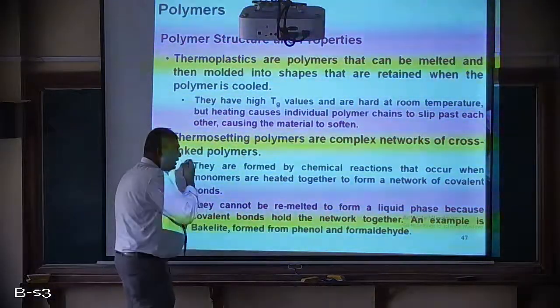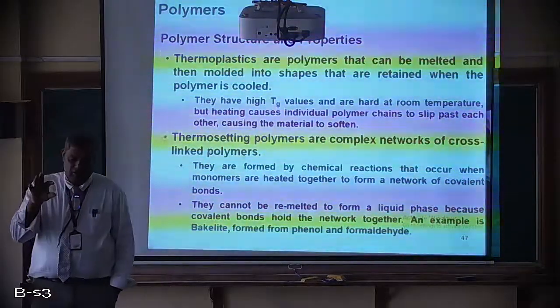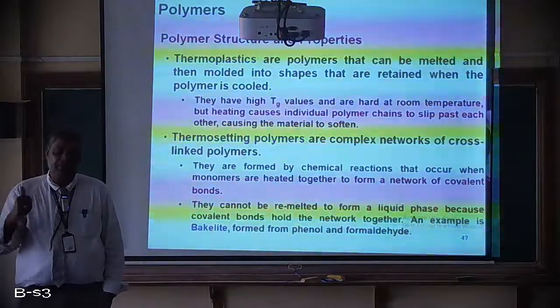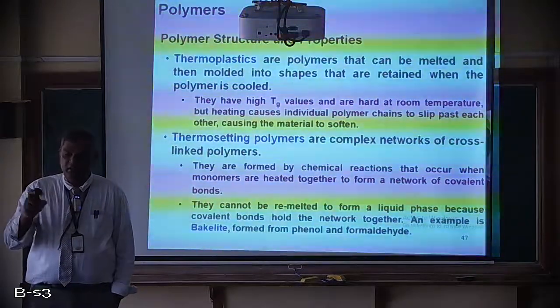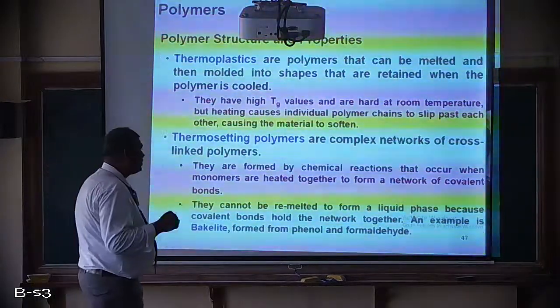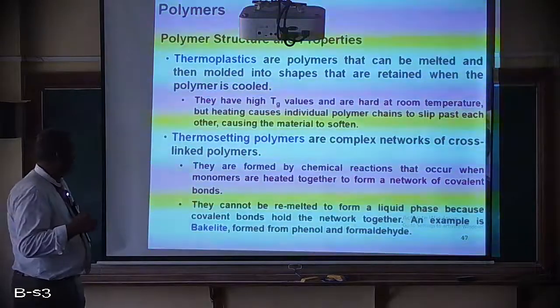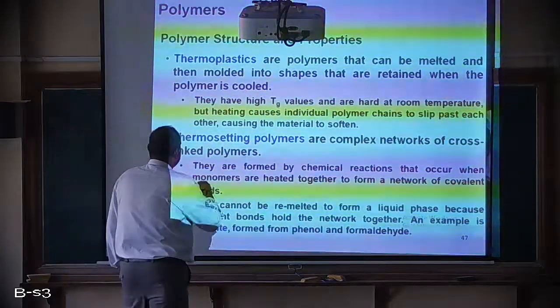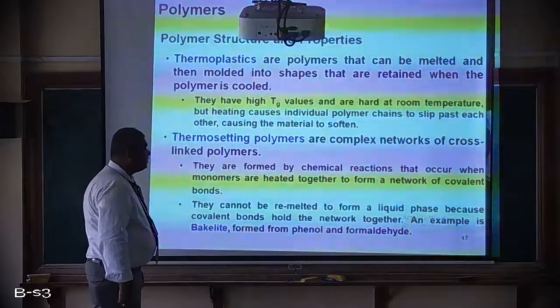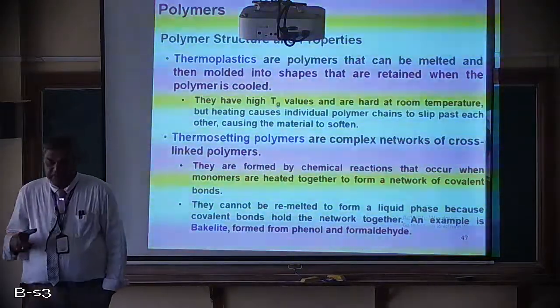Whereas thermosetting polymers are a very complex network. Just now I was telling you about the cross linking. In cross linking you cannot retrieve back, whereas in the copolymer or the homopolymer the retrievation rate is very high. So these are cross link polymers, and because of this, they behave more insulative in nature.